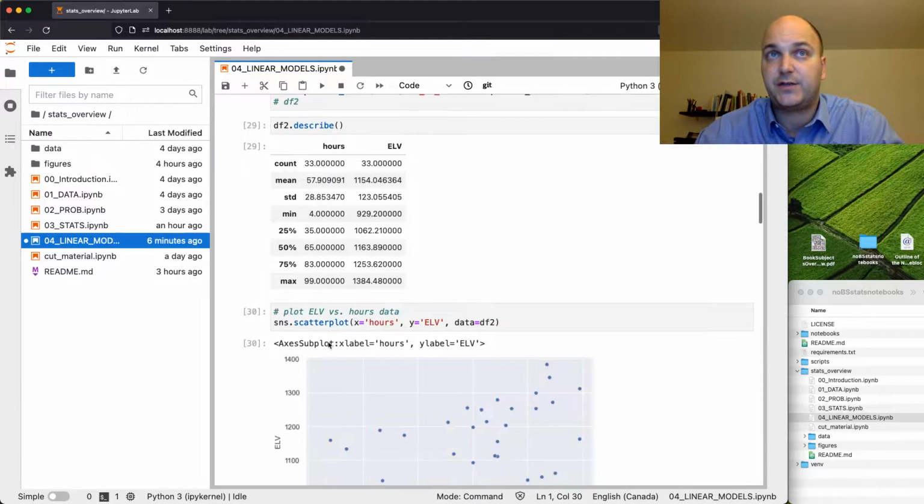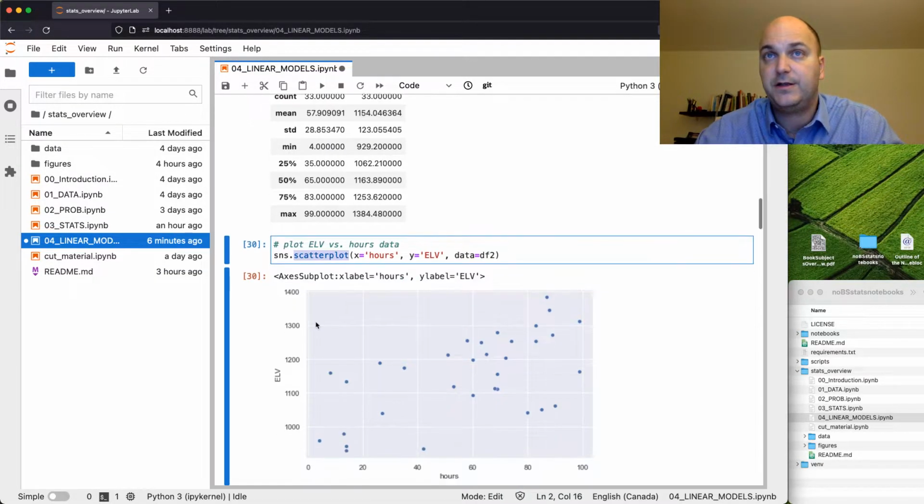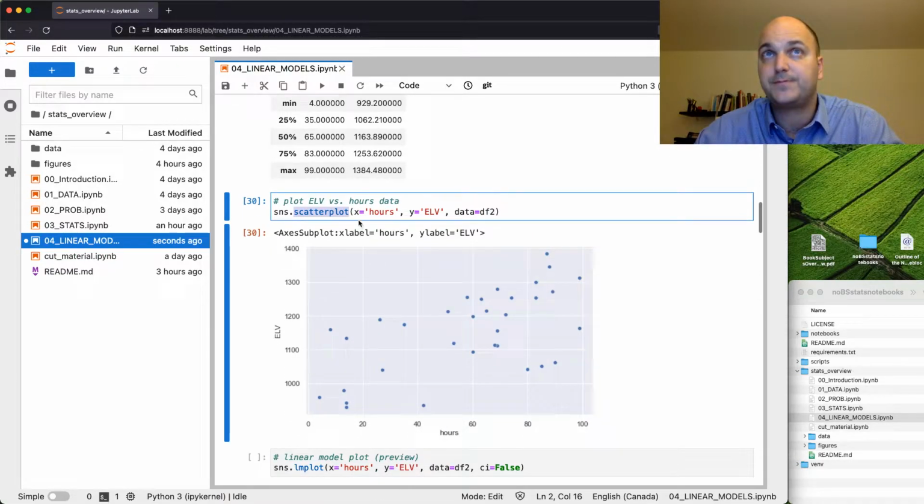Let's look at the data. The scatter plot is a good plot for this because we just have points, with the horizontal axis being the number of hours, and y being the employee lifetime value. If you squint the right way, you will see that as the number of hours grows, the employee lifetime value grows. These points don't really fit a line, but there seems to be some sort of line going up.